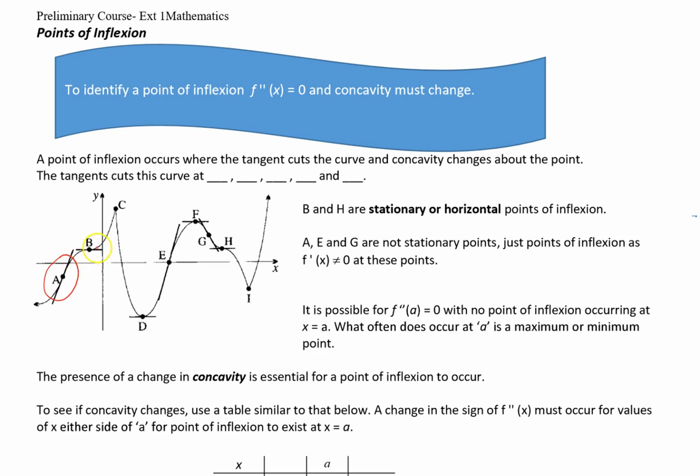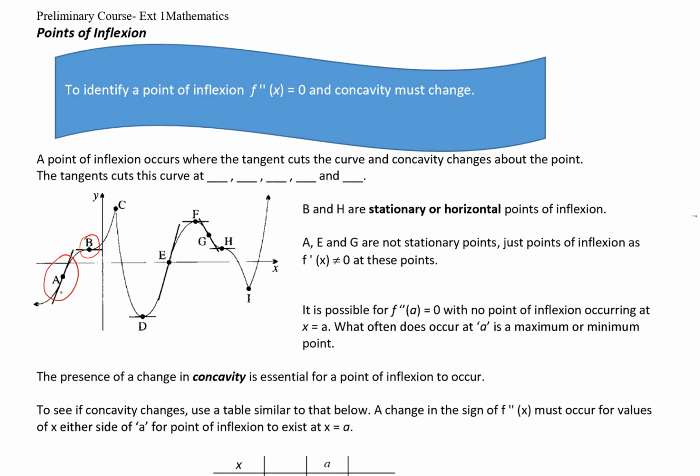We certainly wouldn't miss B. B is another example of a point of inflection. We've got a change from concave down to concave up. But if you look at the tangent drawn there at B, the tangent is horizontal, and we would be able to identify point B if we put our first derivative equal to 0. Not the case with point A. Just solving first derivative equal to 0 doesn't identify A for us. However, A is a point of inflection.